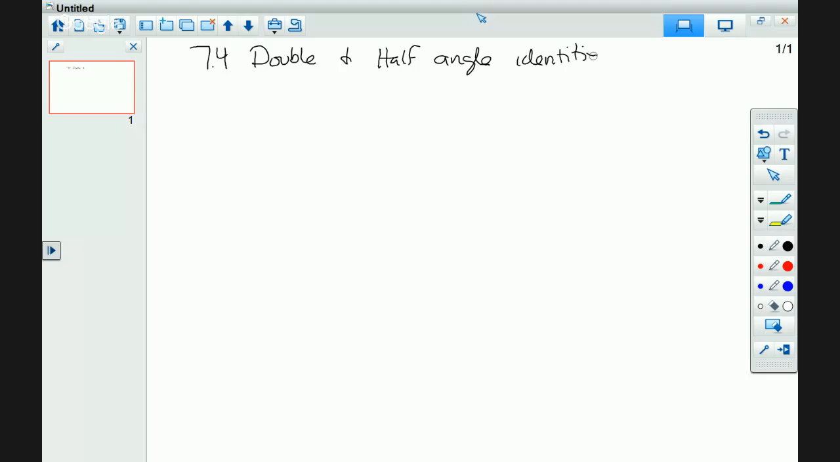We're just going to explore more ways to deal with finding values for the trig functions. So much like sum and difference, now we're going to be able to cut in half and double those angles and maybe get solutions off the unit circle.